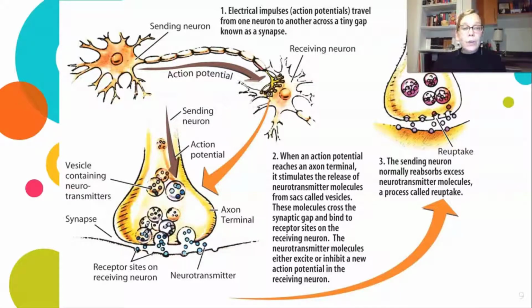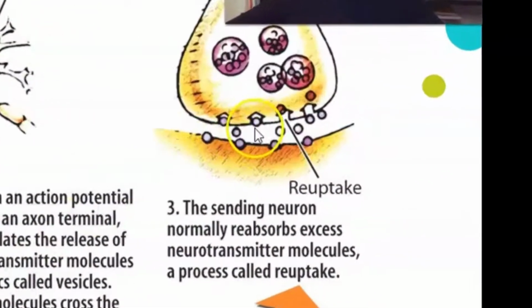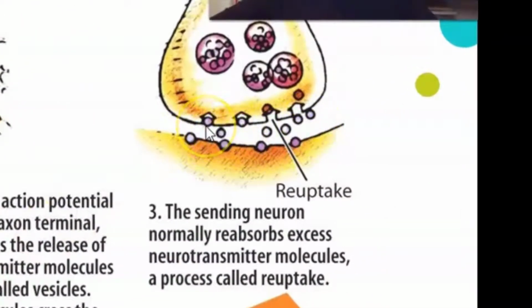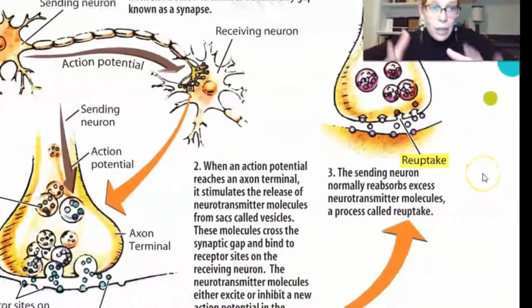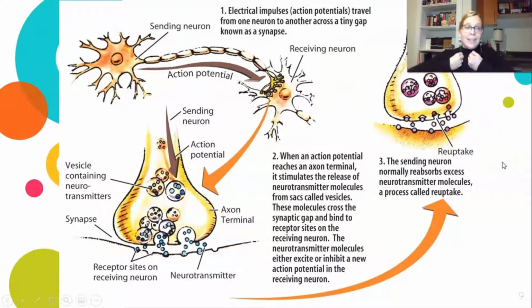So the sending neuron will normally reabsorb any excess neurotransmitter molecules that are still in the synaptic gap. This is a process that we call reuptake. Reuptake makes perfect sense, right? You're taking it back up. You're retaking it up into the sending neuron, or the presynaptic neuron.